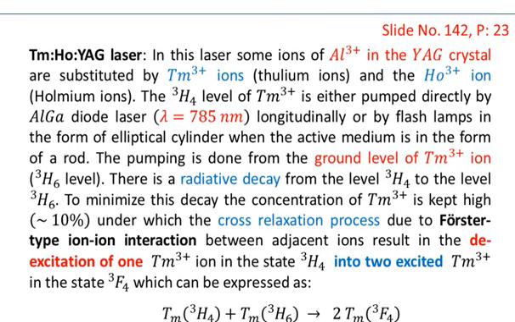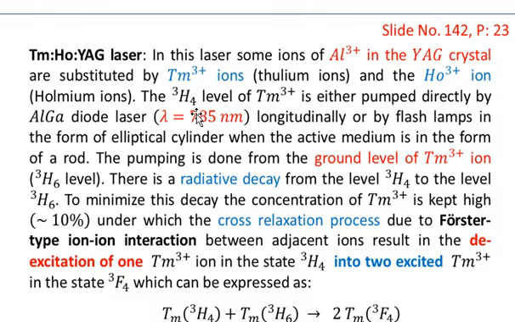The next laser that we are going to describe is the holmium YAG laser. In the YAG crystal, we have contributions from the holmium and from the thulium. In this laser, some of the aluminium 3+ ions, that is the triply ionized aluminium ions in the YAG crystal, are substituted by thulium ions, that is triply ionized thulium ions, simply called thulium ions, and the triply ionized holmium ions, which we simply call holmium ions.